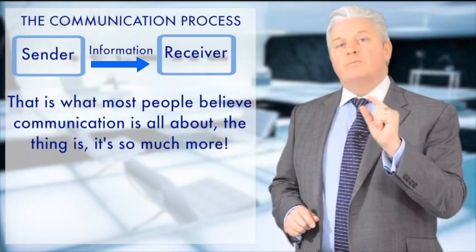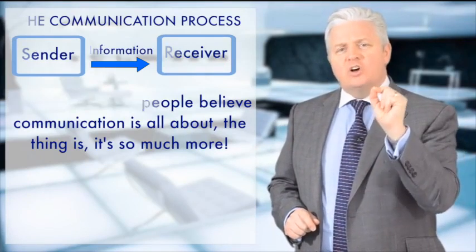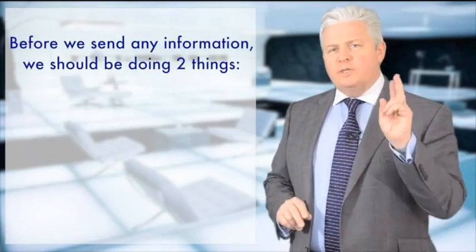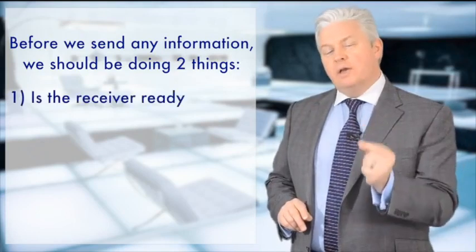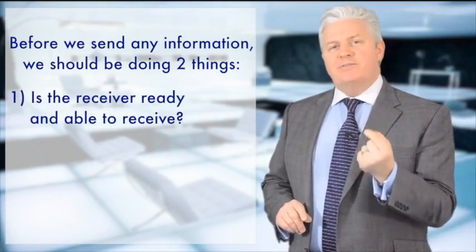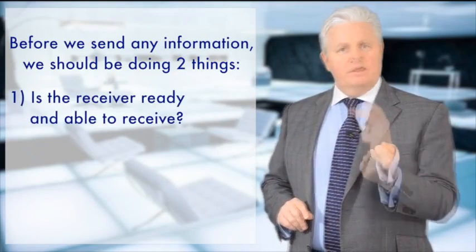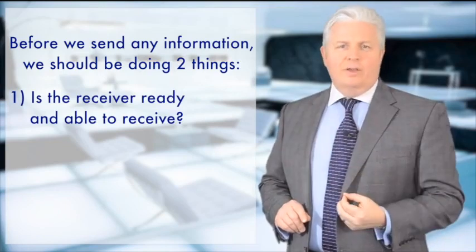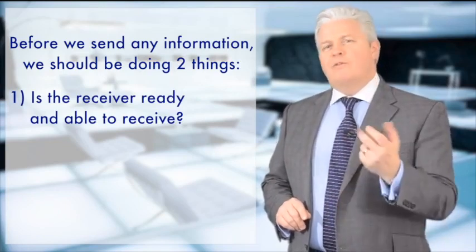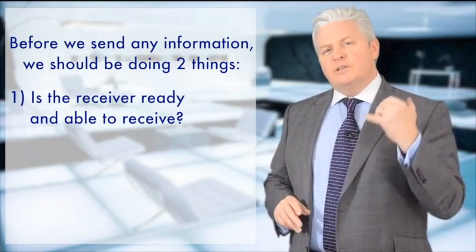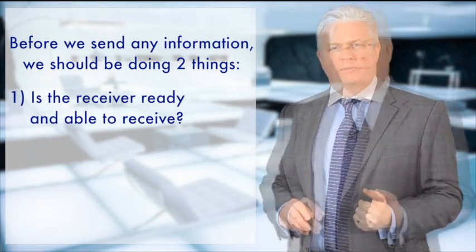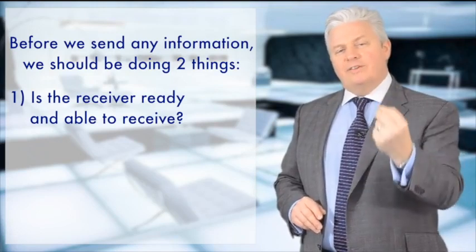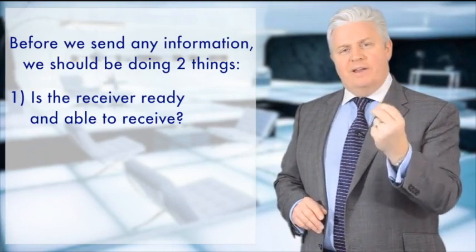Let's look at what happens before we even start to communicate. Before we send any information, we should be doing two things. Firstly, we should make sure, is the receiver ready to receive? That means if we are face to face with somebody, do we have eye contact? If we're on a telephone, it's making sure that somebody is ready to talk to us. We have to be asking ourselves, have we made sure that the other side, the receiver, is ready to receive our information?